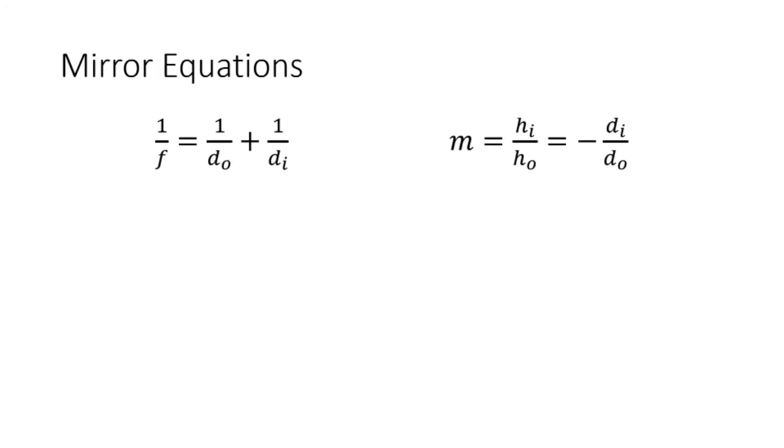Here are the equations that govern that. 1 over the focal length is equal to 1 over the object distance plus 1 over the image distance. Magnification is equal to the image height over the object height, which is also equal to negative image distance over object distance.